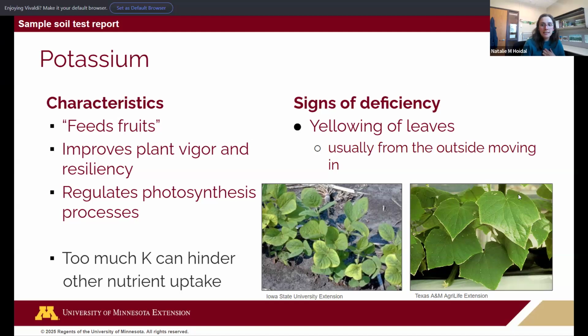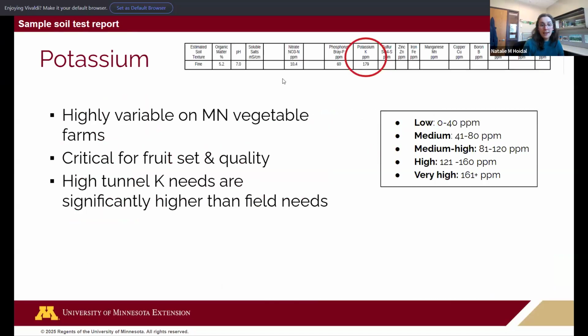The sign of deficiency tends to be yellowing of the leaves, but it's a little different than nitrogen. So nitrogen, we see uniformly yellow lower leaves. And in potassium, we see the edges of the leaves turning yellow when there's not enough potassium present. And in my experience, potassium is pretty variable on Minnesota vegetable farms. Sometimes it's high, sometimes it's low. In high tunnels, we need a lot of potassium, so it's easier to become deficient. And here's that range. And again, your soil test is going to tell you where you fall on that range.